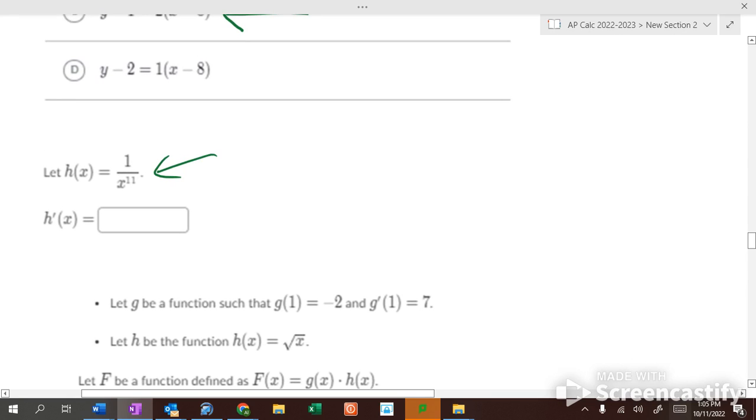How do we find the derivative of that? So it's x to the negative 11th. So it's negative 11 x to the negative 12, or negative 11 over x to the 12.